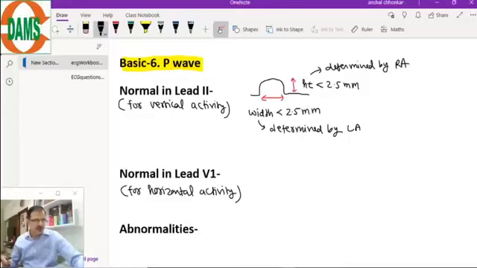So those who are finding it a black screen, they can log out and log in again.